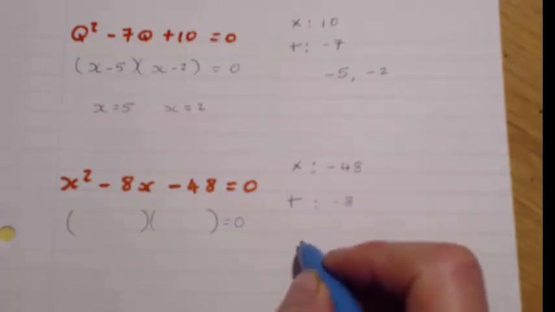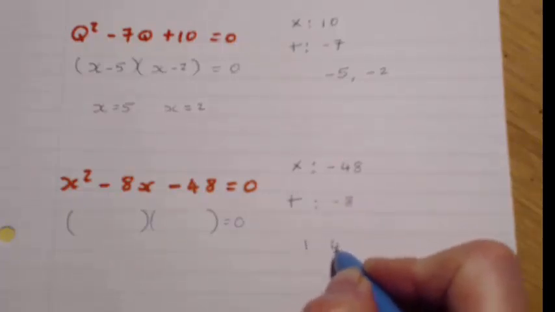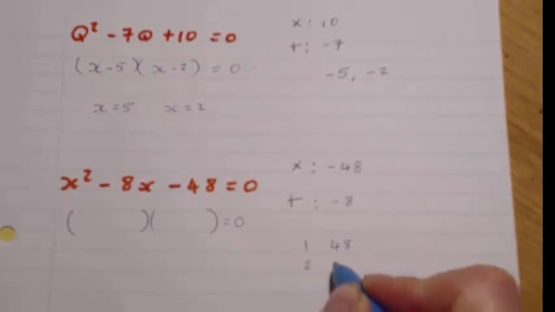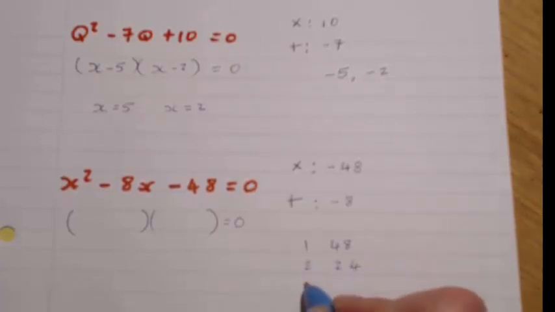So factors come in pairs. So there's 1 and 48. There's 2 and 24. There's 3 and 16. There's 4 and 12. Ooh, that looks promising, doesn't it? I won't take the time to do the rest because I think we've got our solution here.